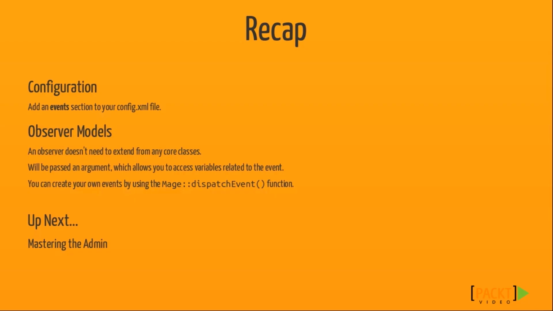So let's recap. In order to use our observers, we need to add an events section to our config.xml file. The events section tells Magento which events we're going to be listening to and which observers we're going to forward those events to. When we create our observer model, we don't need to extend from any core classes, but we do need to create functions inside of that model. Those functions, when called, get passed an argument that allows us to access the variables related to each event.